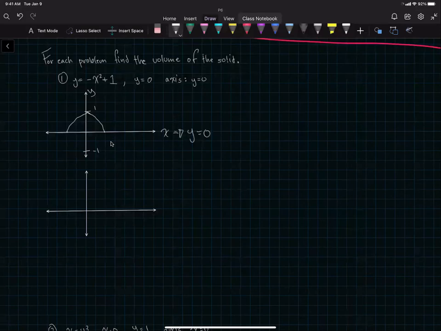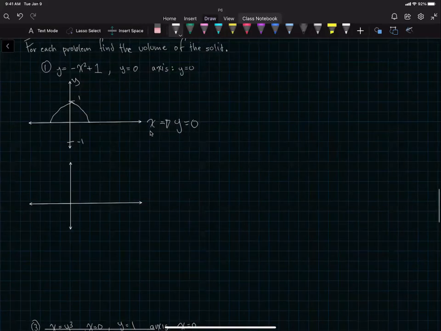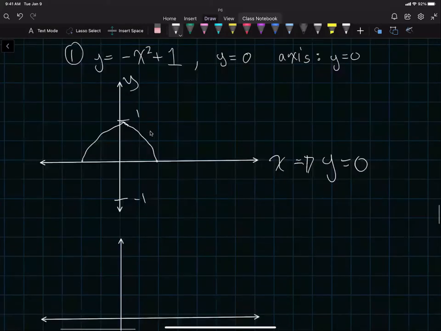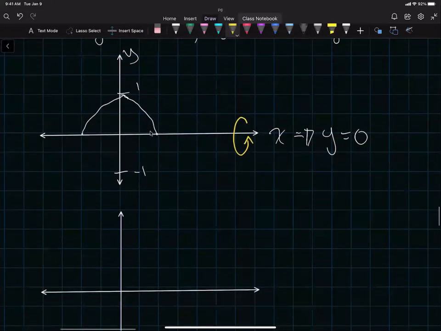So this is also y equal to 0. Okay, now here comes the axis of rotation. They're telling us that the axis of rotation is y equal to 0. So that means that I'm going to rotate it around the x-axis. So go ahead and make this symbol. This symbol is like this. That's called a rotation symbol. So go ahead and put it there. Basically, this is what we're going to be doing.